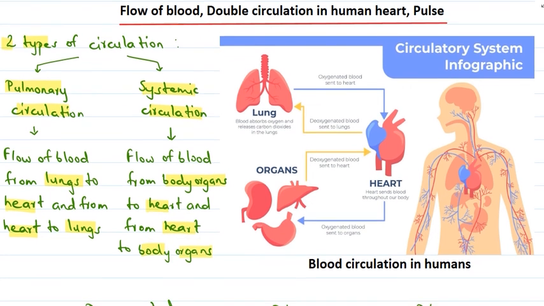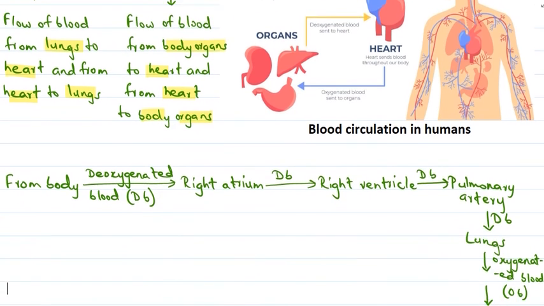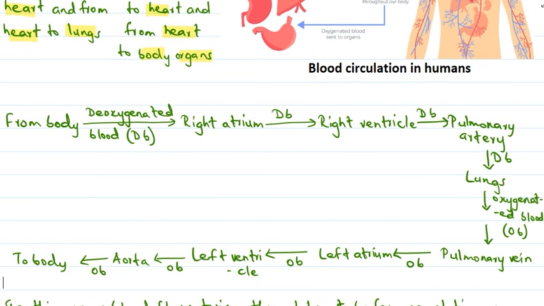Then we saw how actually this circulation takes place in our body. So what happens? The right atrium actually receives the deoxygenated blood, that is the blood that is rich in carbon dioxide, from different parts of the body through superior vena cava and inferior vena cava. Again from right atrium, this deoxygenated blood flows into right ventricle. Then from right ventricle, pulmonary artery carries this deoxygenated blood into the lungs.